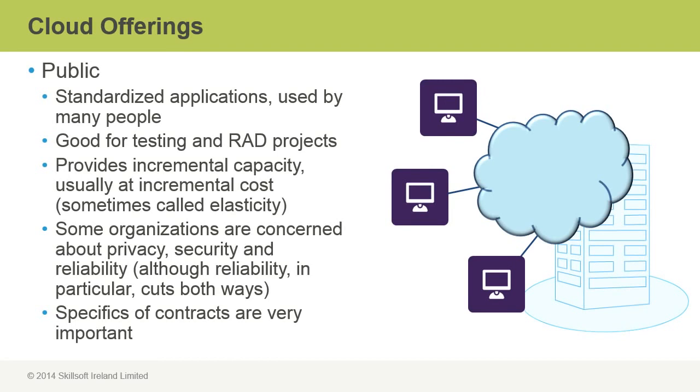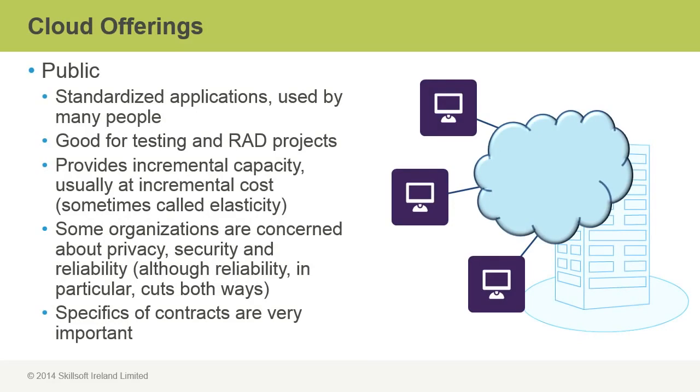In other words, if you need more resources to handle the big rush at the end of the year, then you spin up and pay for those extra resources at that time. Then when you don't need them anymore, you decommission some or all of those resources. Some organizations, when dealing with a public cloud, are particularly concerned about privacy, security, and reliability. There's no easy answer to this.